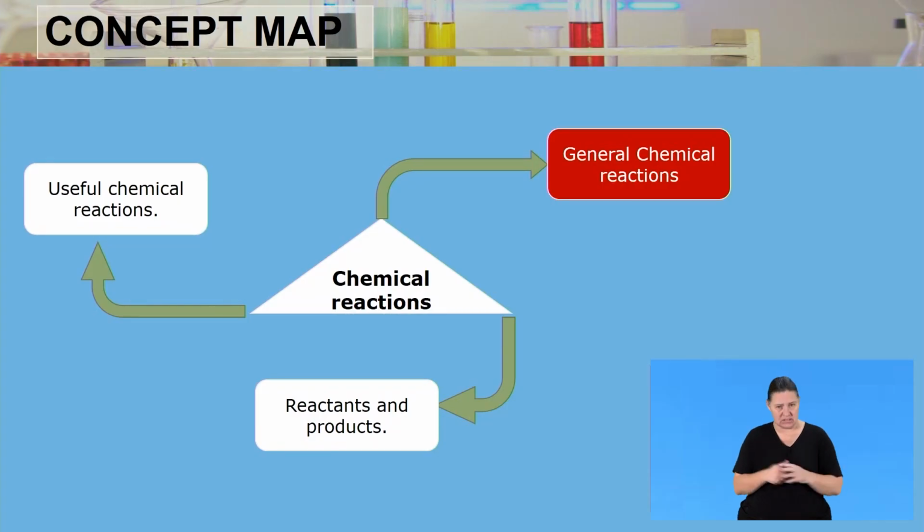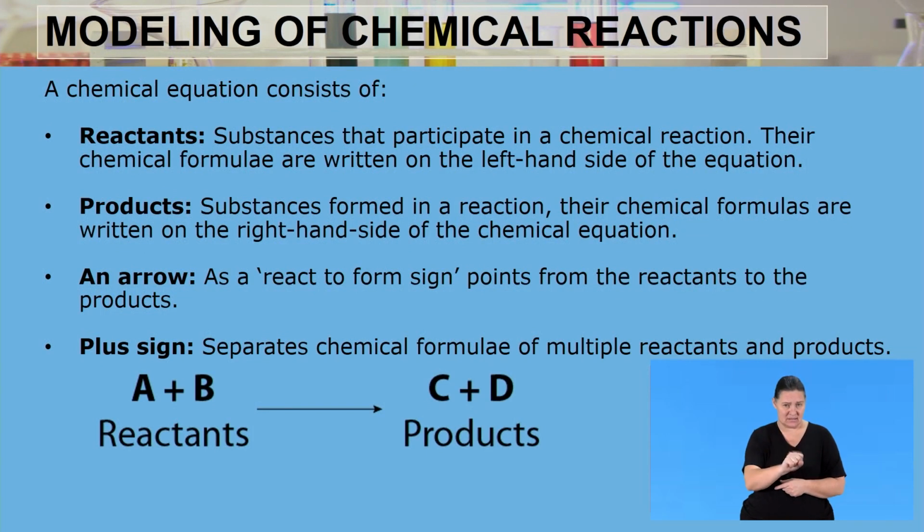So now let's just jump right in. We are going to start with the general chemical reactions, and within that we're going to be looking at what is entailed in a chemical reaction. So firstly, a chemical reaction consists of the following things. Number one, reactants. Reactants are substances that participate in a chemical reaction, and their chemical formulas are written on the left-hand side of an equation.